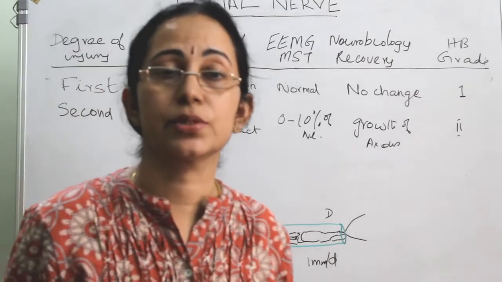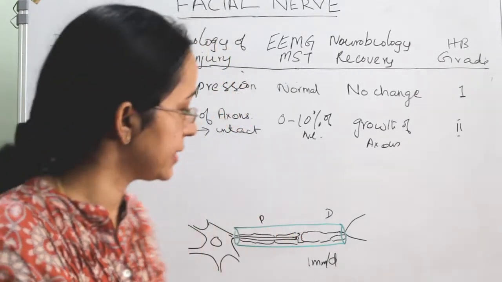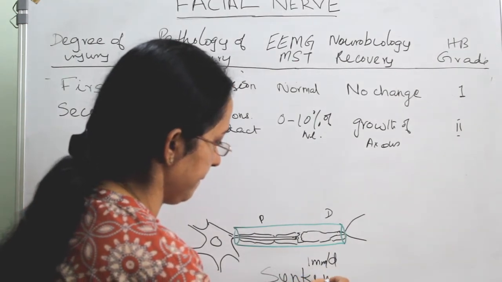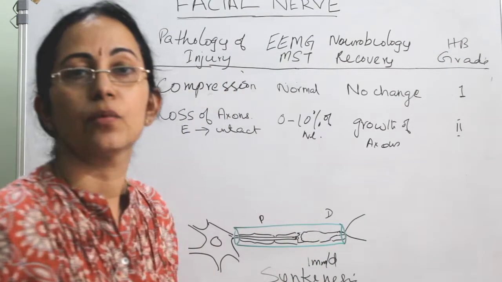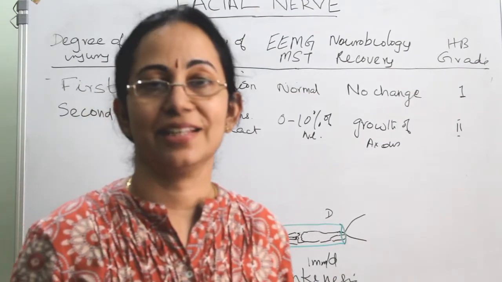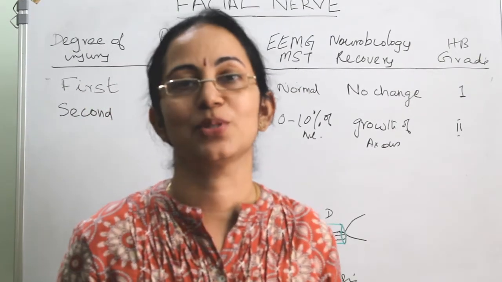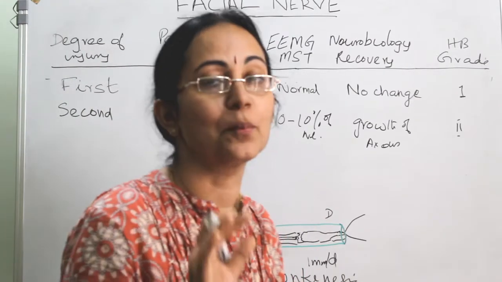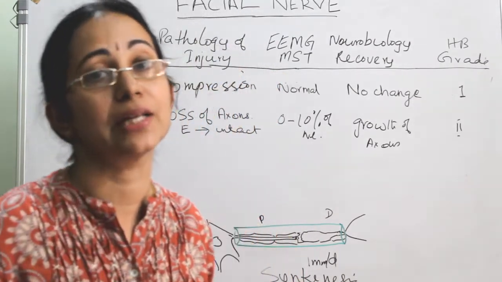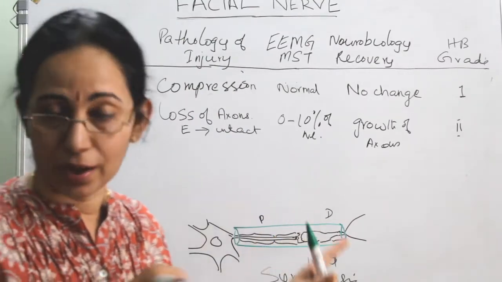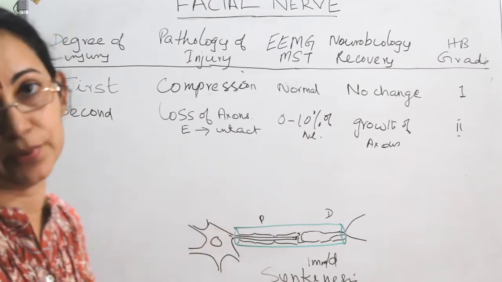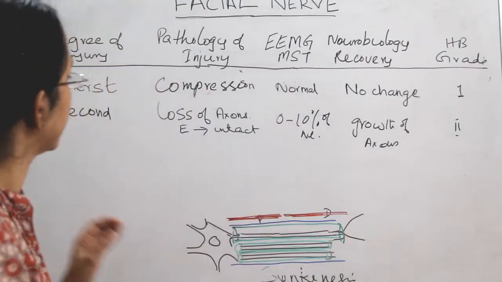Then there is a chance of synkinesis. What is this synkinesis? That I will tell after the pathophysiology of nerve injury. There are 4 types of problems that happen when a nerve regenerates. That I will tell along after this classification.